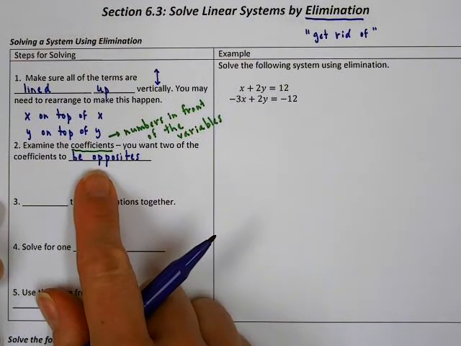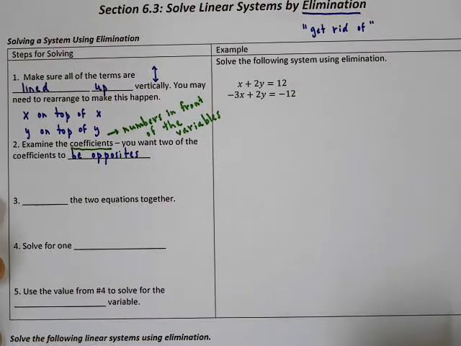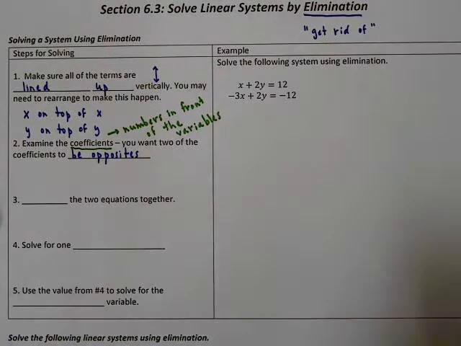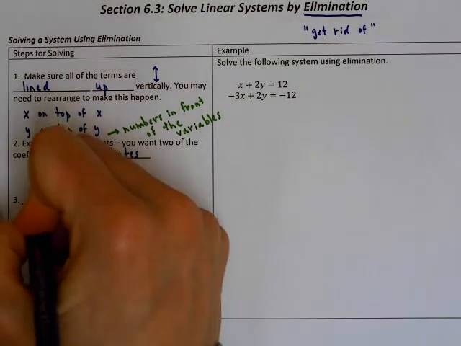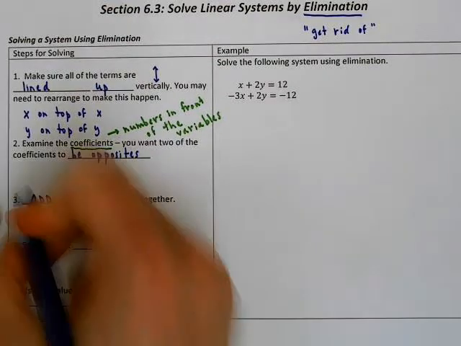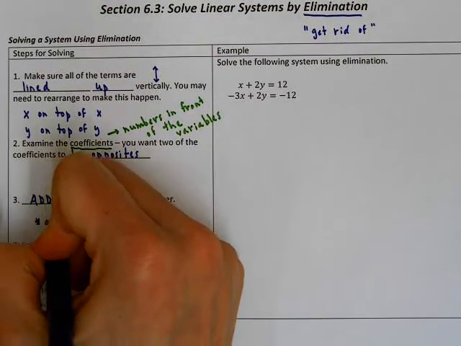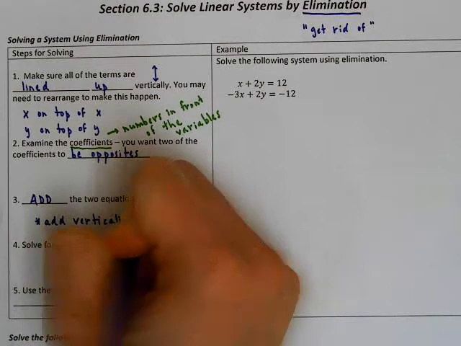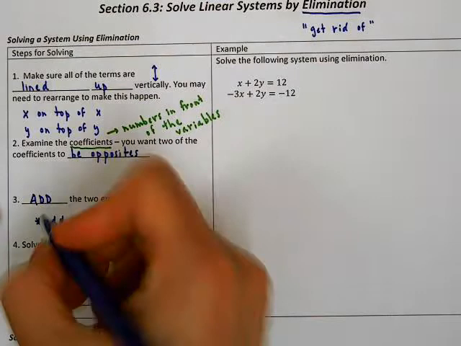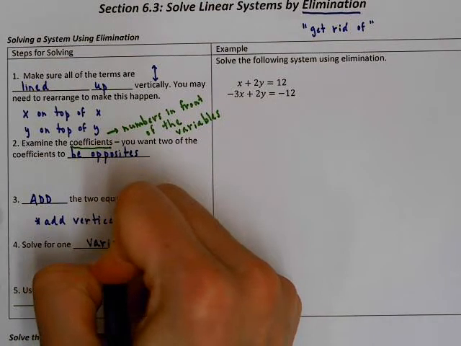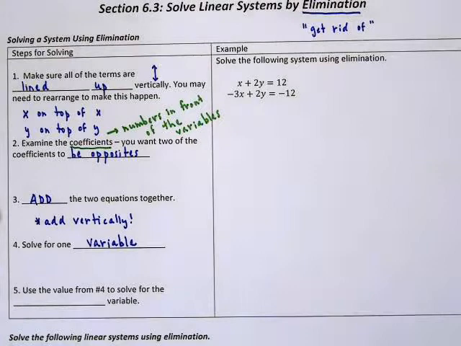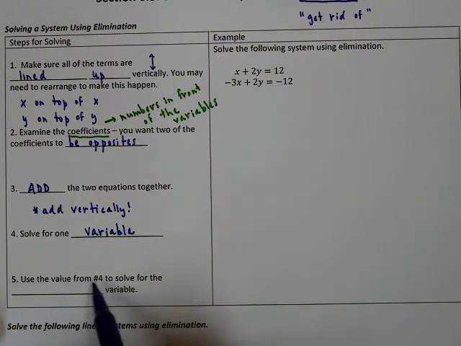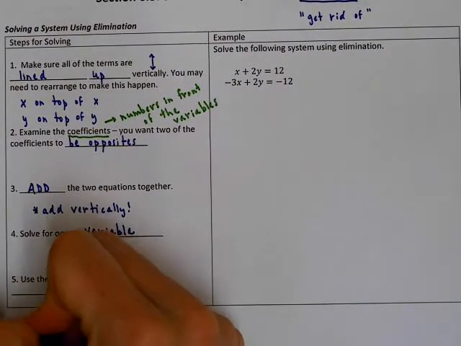So really what we want here is for one variable, the coefficients should be opposites, and we'll get to how we do that. The next thing we're going to do is add the two equations together. We're going to add vertically, and we're always going to use addition. Then we're going to solve for one variable. We've eliminated a variable at this point, so there's only one left. And then just like in substitution, we're going to use the value from step 4 to solve for the other variable.